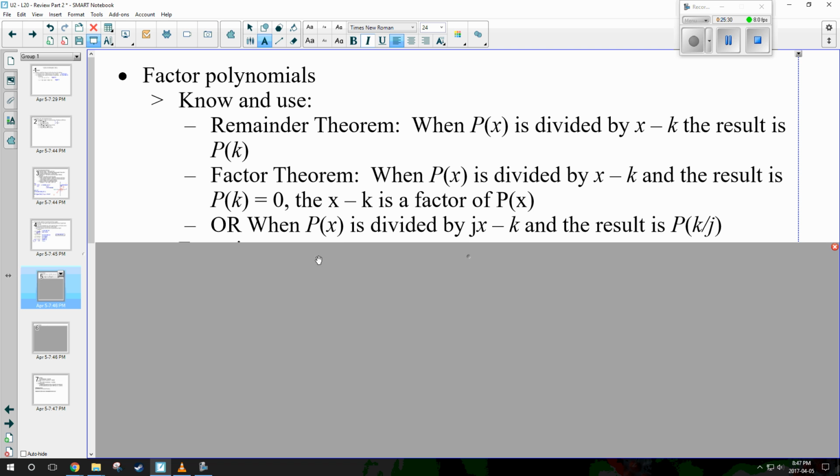The other little piece with this, as with both of these theorems, is we also have the case when there's a number sitting in front of the x. And the same rules apply. The only difference is that we have to set it equal to 0 and rearrange to know what x is equal to. So when we do that, we get k divided by j. And that's what we plug into our function to figure out what the remainder is and to figure out if it's a factor or not. So just quick review. Remember, it's a factor if the remainder is equal to 0, and you figure out what the remainder is by taking this number and plugging it into the function.